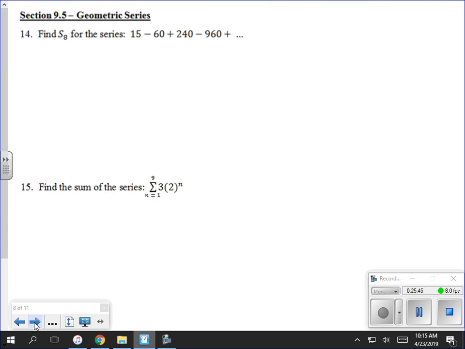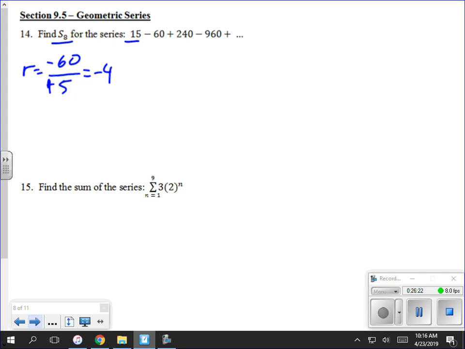Okay. Geometric sequences. Find the 8th term. Okay, so geometric means I'm using these to find the sum of the first 8, sorry. I need to know the first term, I need to know r, I need to know how many. Well n is 8 because I'm asking for the 8th term. The first term is 15. And then r would be negative 60 divided by 15, which would be negative 4. So r is negative 4.